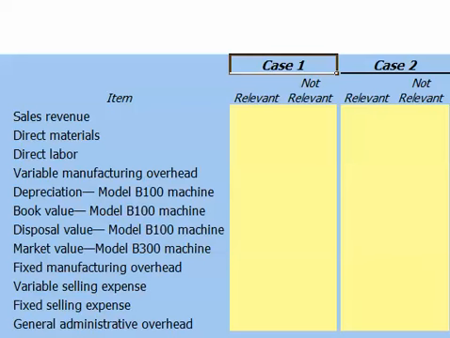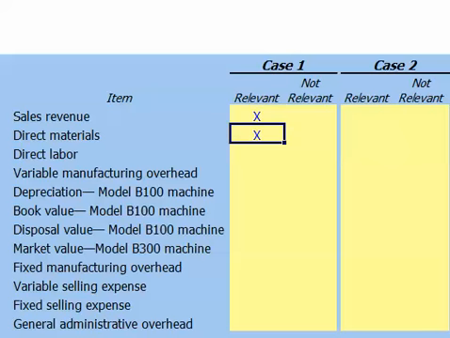The first item is sales revenue. This will clearly be relevant because we're told that the new machine will allow us to increase production and sales. Direct materials will also be relevant because as we increase production, we'll require more direct materials. We'll also spend more money on direct labor, so direct labor cost is a relevant cost, as is manufacturing overhead.